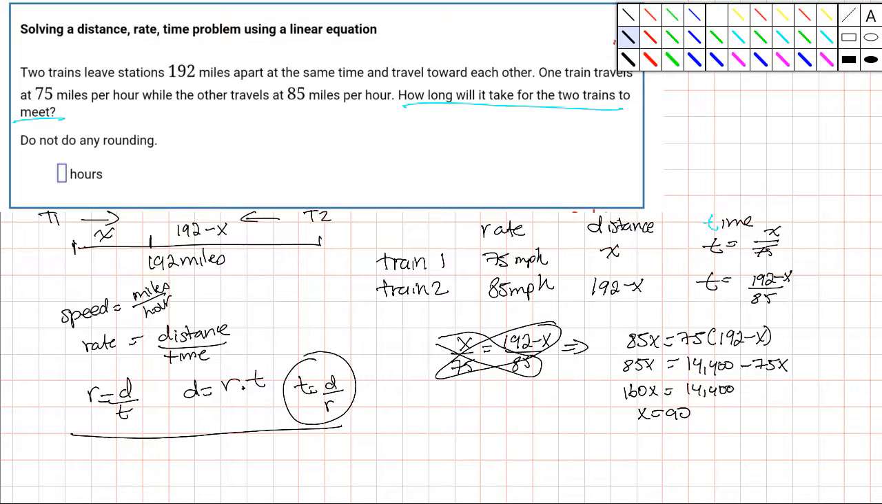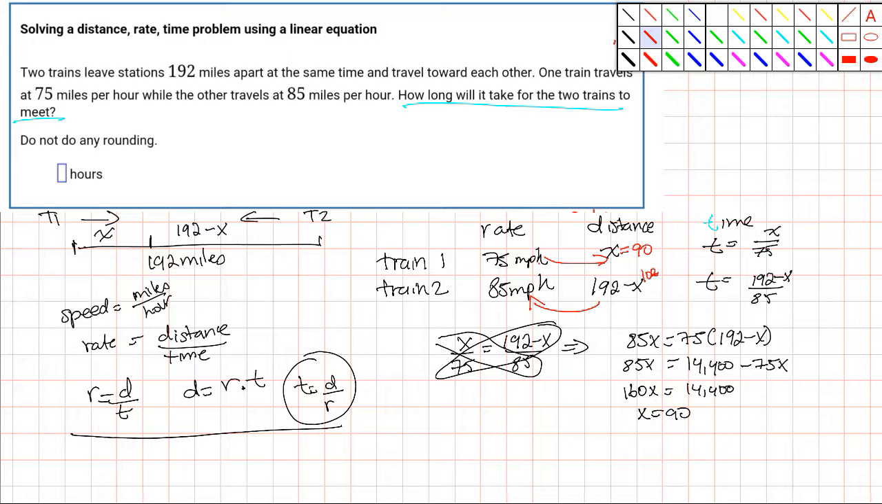Now remember what was x? x is the distance traveled by train 1. So now we can fill in here that x equals 90. That means the other train traveled 192 minus 90, which is 102 miles, which makes sense, right? If this one has a higher rate, it should have covered more distance. This one has a lower rate, so it traveled less distance.